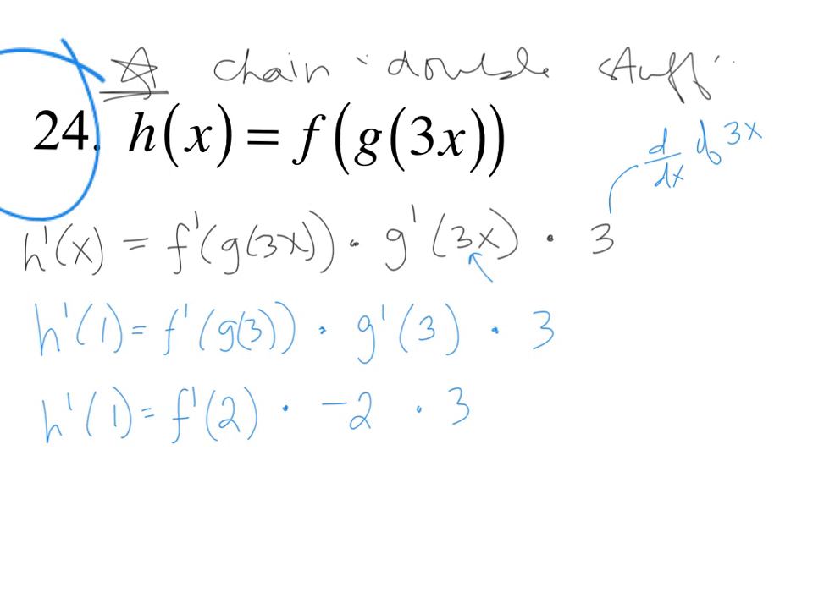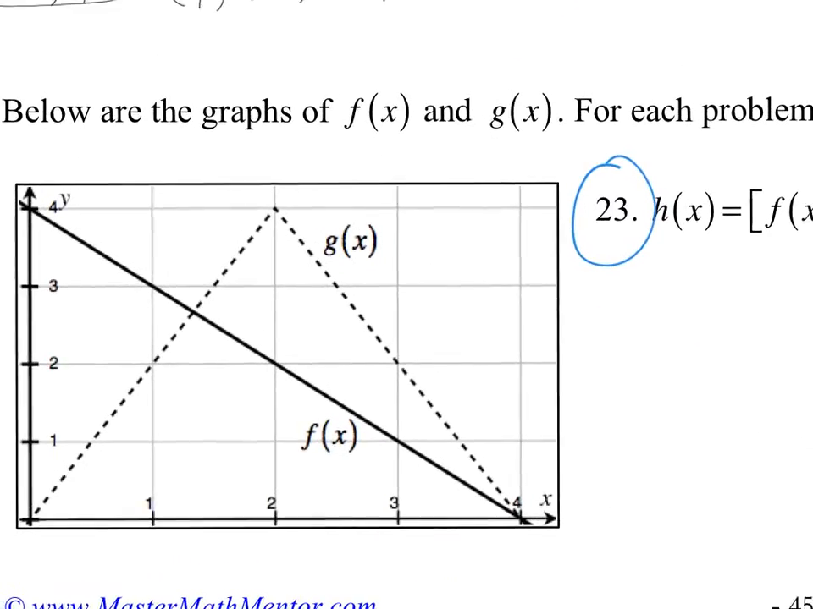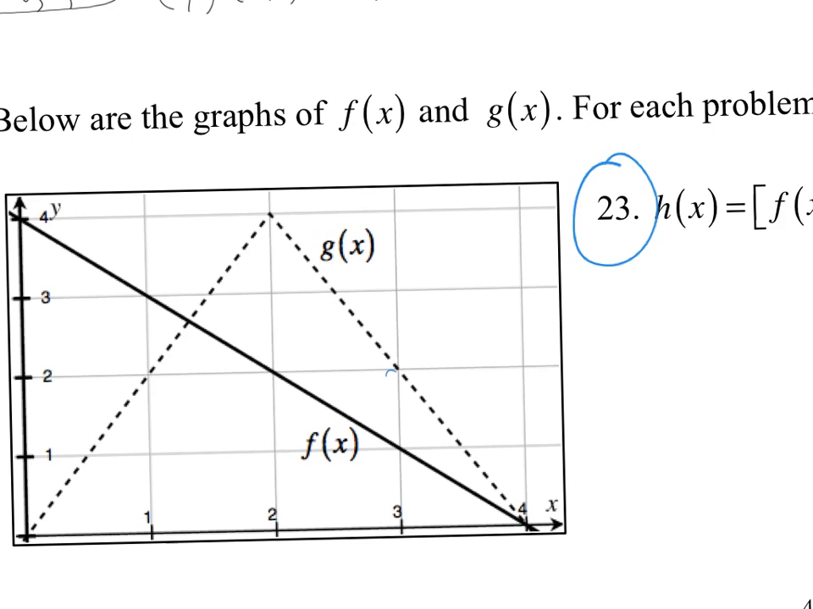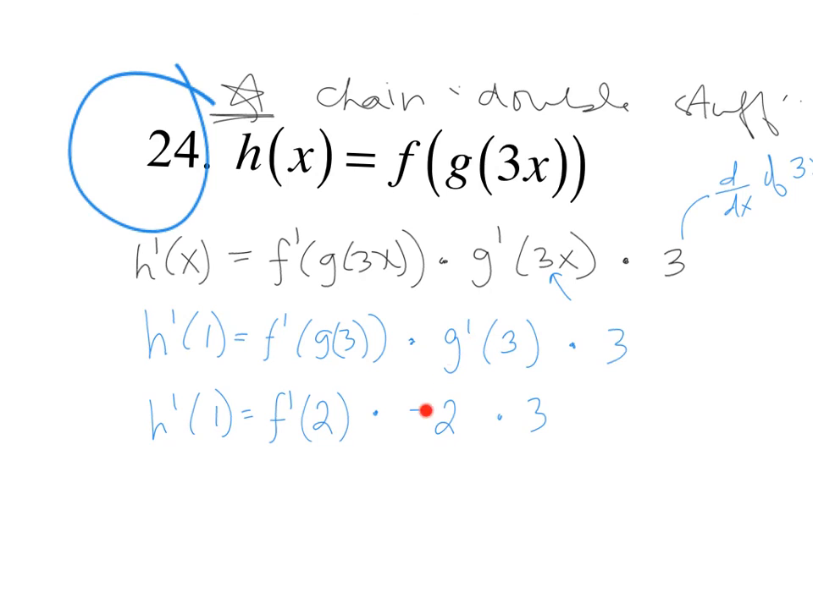Let's take a look at that g prime of 3. G prime of 3, let's go back over here. G prime of 3 is the slope of the tangent line on g at 3. So if we take a look at the slope there, it looks like to go from point to point, we are going down 2 and over 1. That slope is negative, down 2 and over 1. So that gives us that slope of negative 2 for g prime of 3.